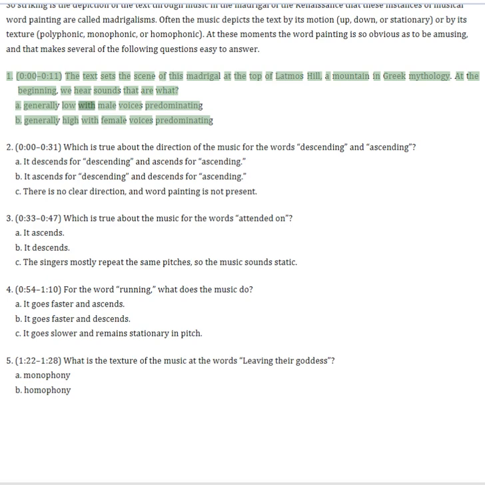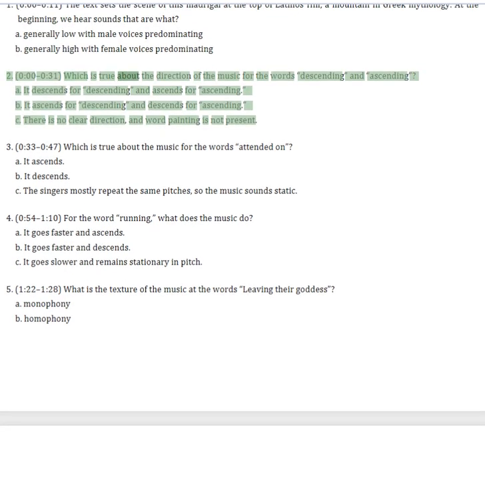A. Generally low with male voices predominating. B. Generally high with female voices predominating. 2. Which is true about the direction of the music for the words descending and ascending. A. It descends for descending and ascends for ascending. B. It ascends for descending and descends for ascending. C. There is no clear direction, and word painting is not present.